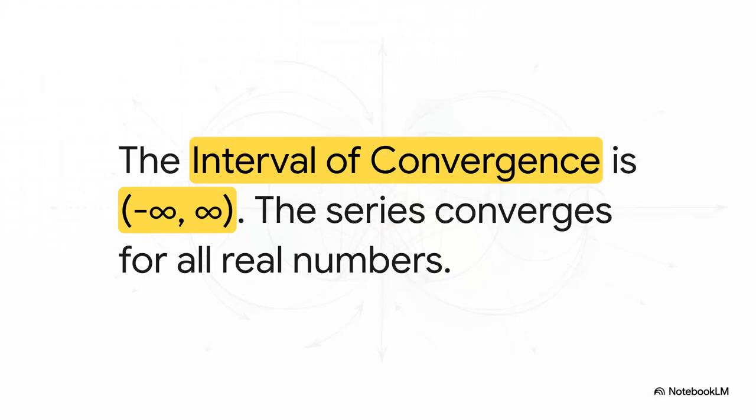This is the second of those 3 big possibilities we talked about. This series converges for every single real number. Its radius of convergence is infinite, and the interval is the entire number line. That n factorial in the denominator is just an absolute powerhouse. It tames the x to the n term, no matter how big x gets.